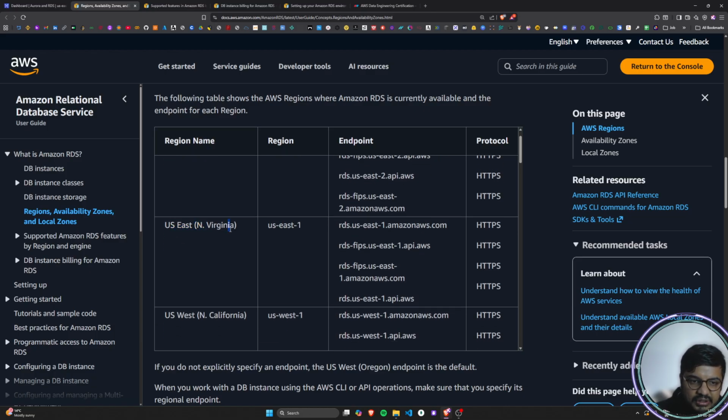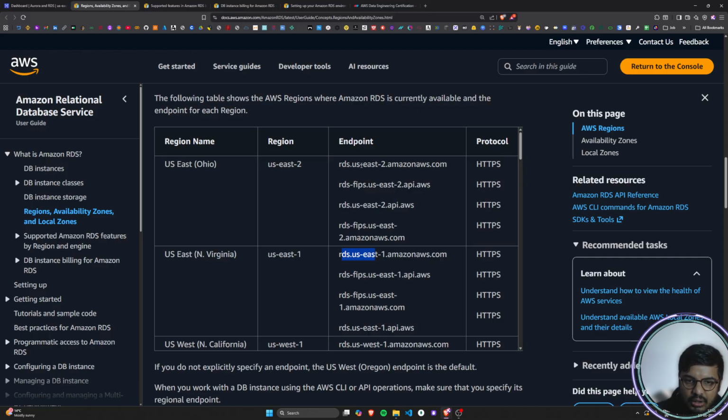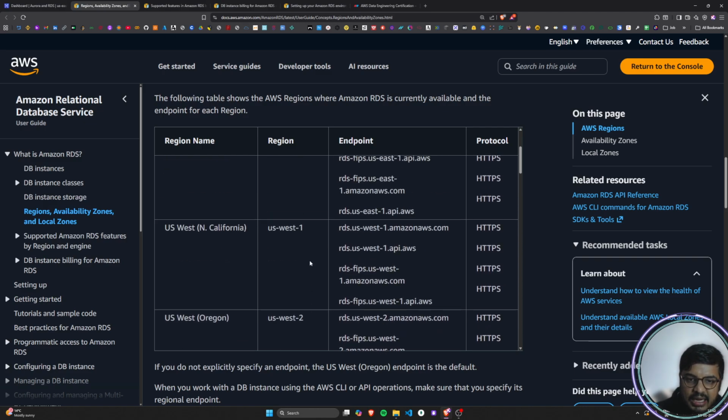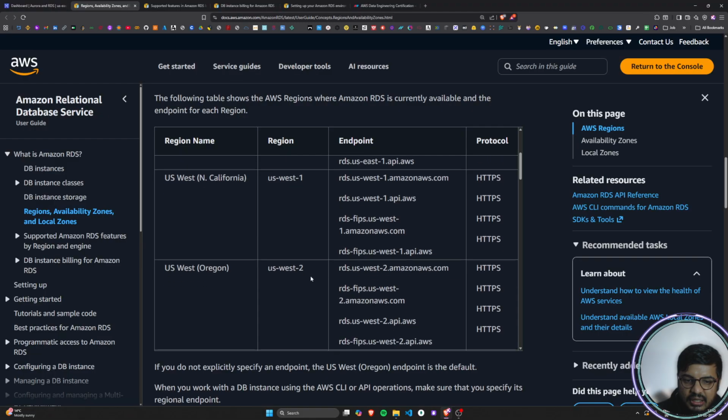Then we have the US East region, which is the North Virginia one. Again the endpoints, if you notice closely, the only thing that will change is this particular region code. This is the region name and you can see this as the region code. Only this thing will change. The rest of the things will remain as it is. So you can see here rds.us-east-1.amazonaws.com, and here rds.us-east-2.amazonaws.com. You can see within these regions, different regions will have different endpoints.